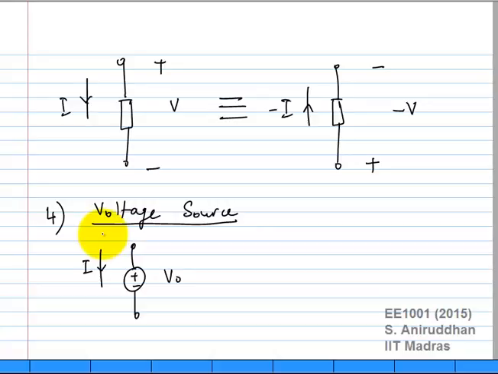Voltage is constant independent of the current, right? An ideal voltage source can support any current through it while maintaining the same potential difference, a very specific potential difference across it. If I take a voltage source of value V0, it is defined by this value V0, and it can support any current through it. The potential difference across the terminals is V0 regardless of the current.